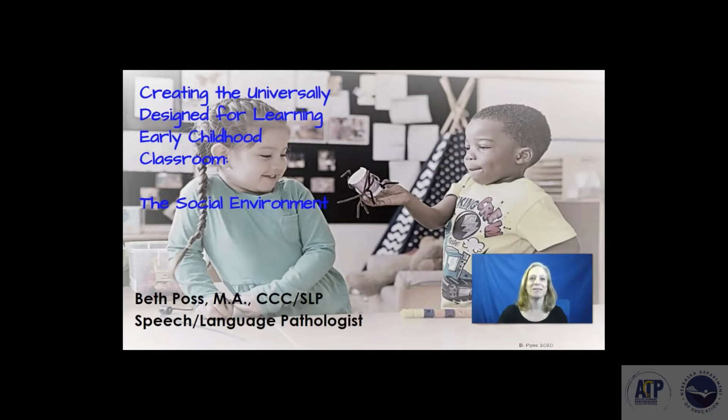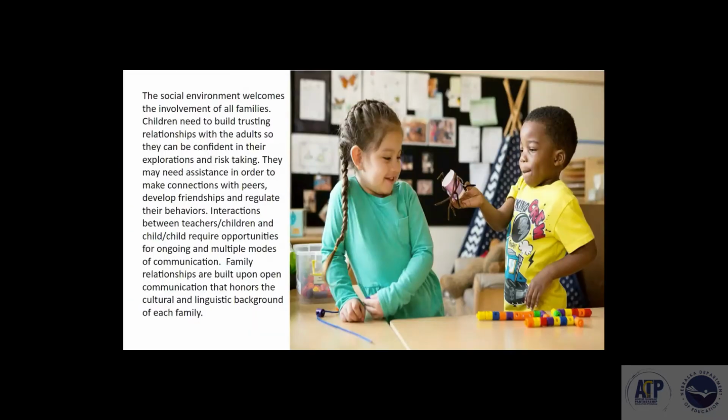The social environment encompasses relationships and interactions between children, teachers, teachers to teacher, and family to school. The social environment welcomes the involvement of all families. Children need to build trusting relationships with the adults so they can be confident in their explorations and risk-taking. They may need assistance in order to make connections with peers, develop friendships, and regulate their behaviors.